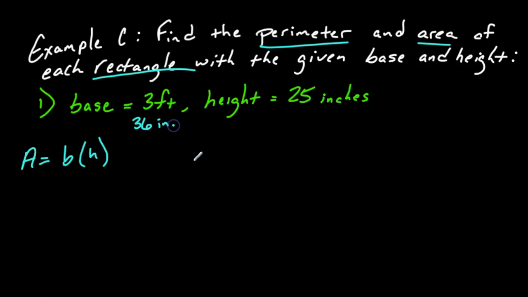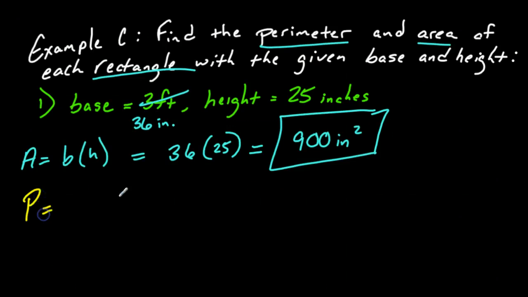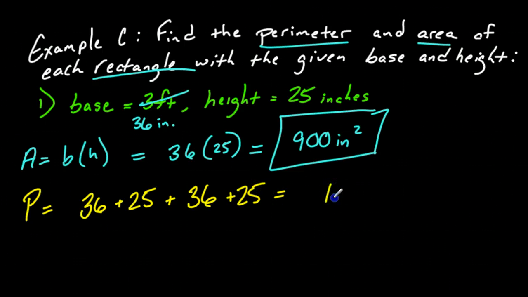3 feet, we can turn that into inches. There's 12 inches in a foot, so 3 times 12 goes 36 inches. Now we've got both units being the same, inches and inches, so now we can actually multiply these. 36, which is our base, times 25, which is our height. 36 times 25 will give us a grand total of 900 inches squared. And our perimeter is going to be our top 36 plus our side 25 plus the bottom 36 plus the other side 25 for a total of 122 inches.